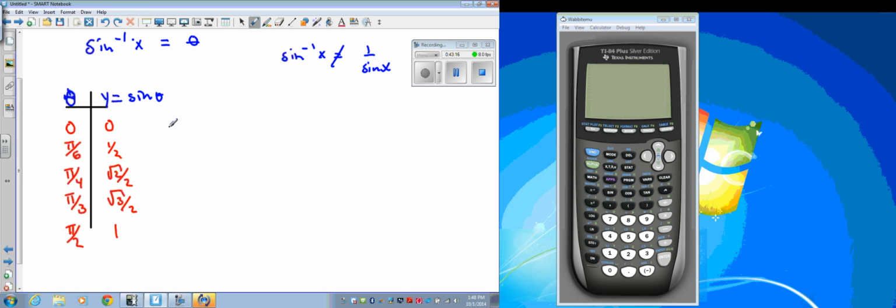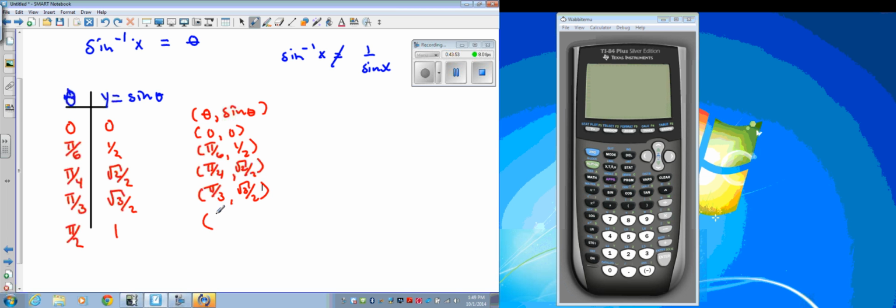So this represents an ordered pair of theta, sine theta. And these ordered pairs are, for the first one, 0, 0. The second one, pi over 6, 1/2. The third one is pi over 4, square root of 2 over 2. The next one is pi over 3, and the square root of 3 over 2. And that's pi over 2. These are the ordered pairs.